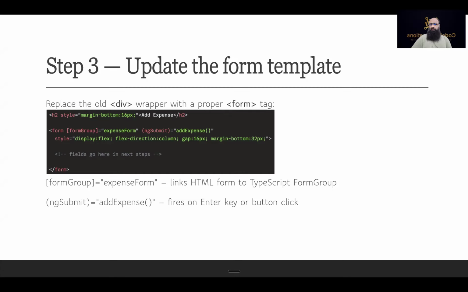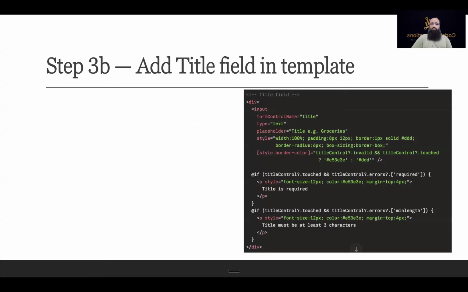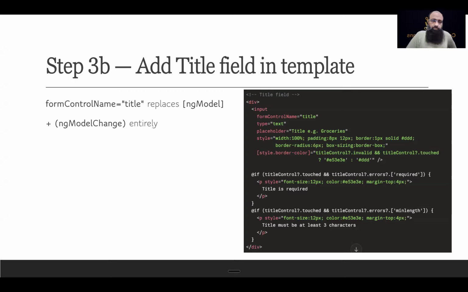When the user clicks the enter key, or clicks the button, this is going to get called. Now what we are going to do is add these title fields like form control title. We need to add that. Let's just quickly see what it is, then we'll be looking at the code. So we have set the form control name to title, and this is going to replace the ngModel and the ngModelChange entirely. And what does it do? Basically, the border turns red if it's invalid.